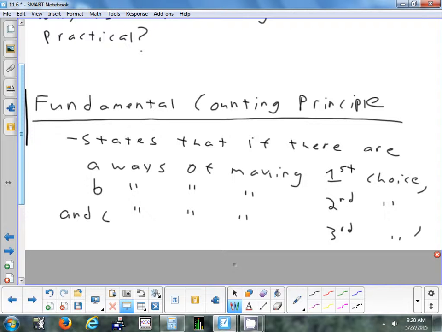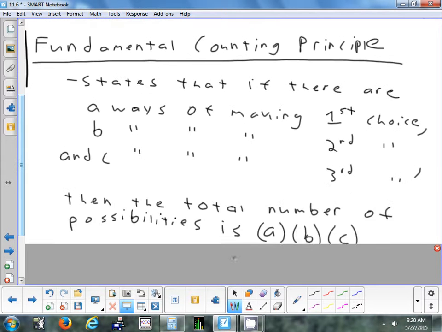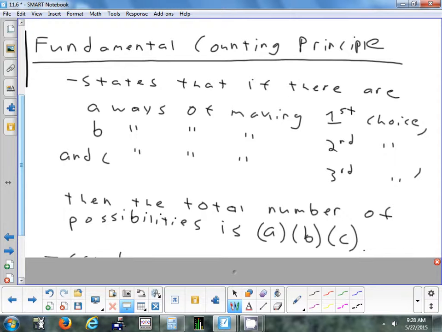This is called the fundamental counting principle. And basically it says that if you have A ways of making your first choice, B ways of making your second choice, and C ways of making your third choice, then the total number of possibilities is A times B times C. And it assumes that the choices are independent.